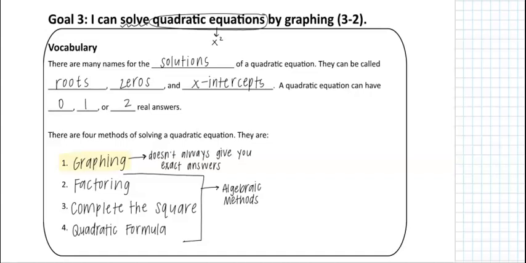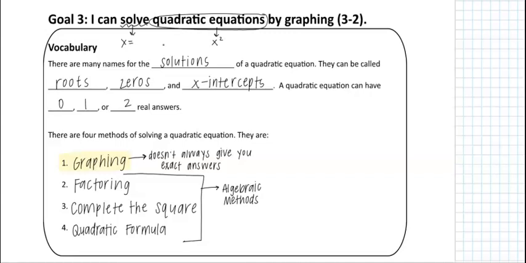As a reminder, quadratic equations are anything with x to the second power in them, and solving means that you're trying to figure out what value of x will make the equation true. So your answers are going to be in the form x equals some number, and there's some different names for these solutions. They could be called roots, zeros, or x-intercepts. Those are all kind of similar and mean the same thing of what we're looking for here.